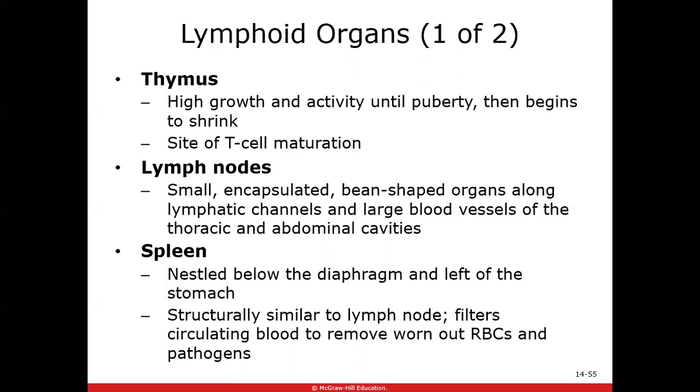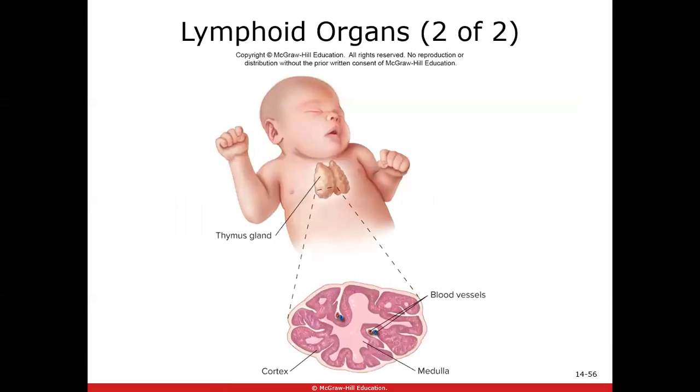Then you have lymph nodes, which are bean-shaped organs along lymphatic channels. Then you have the spleen. The spleen is structurally similar to a lymph node and filters circulating blood to remove worn out red blood cells, and it removes pathogens. And it has a lot of white blood cells in it as well. So it literally filters out pathogens. It just shows the placement of the thymus gland.